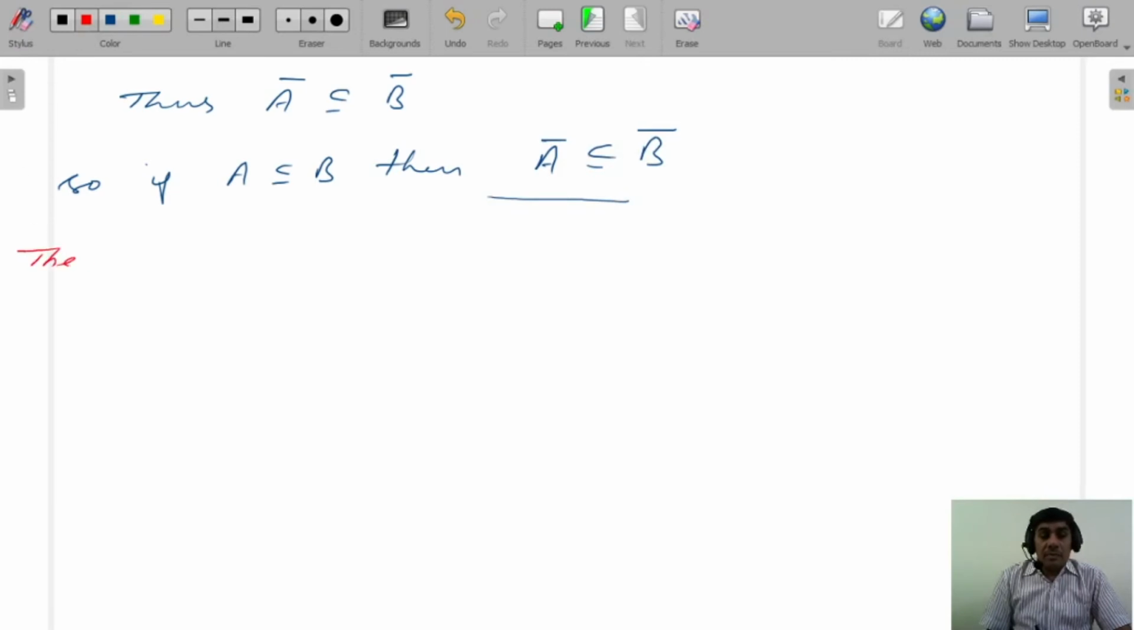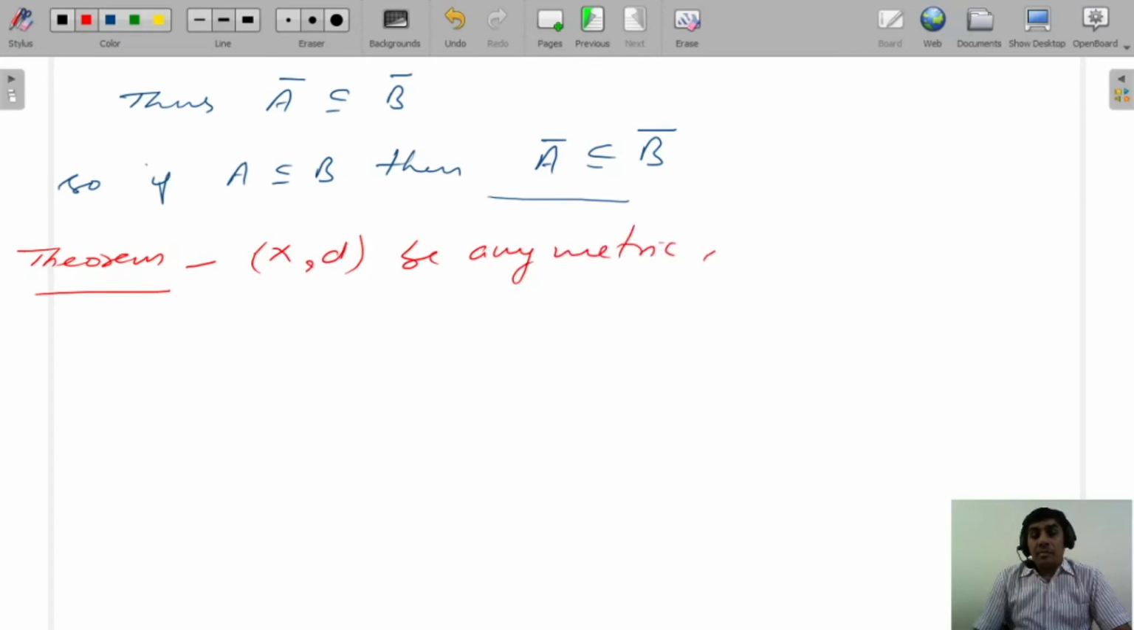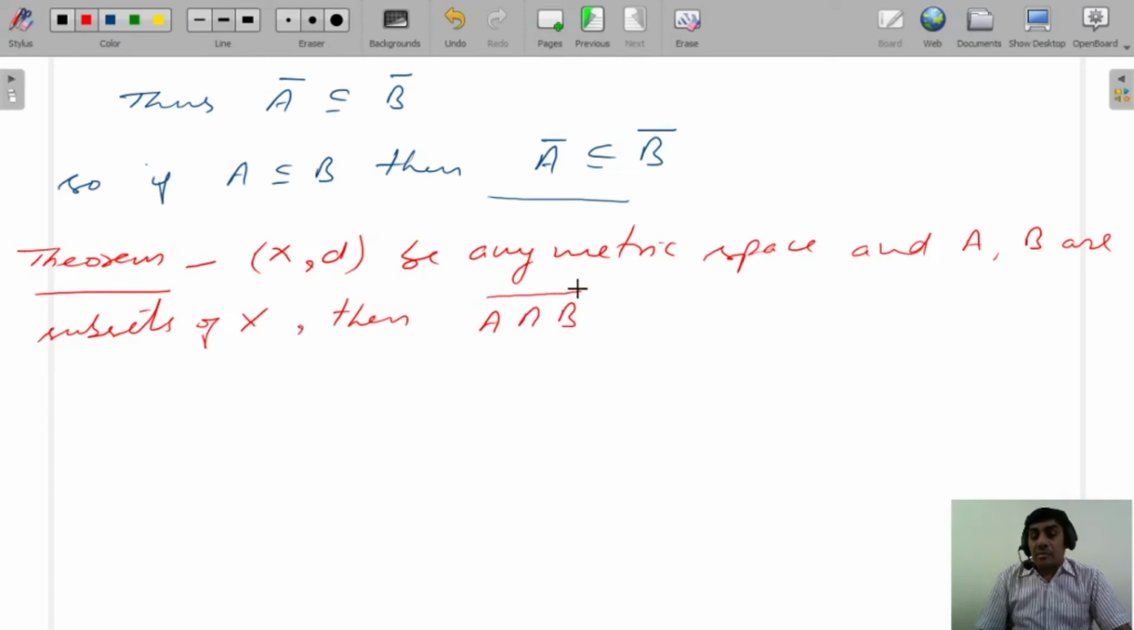Next theorem. Let (X, d) be any metric space and A, B are subsets of X, then closure of A intersection B is contained in A closure intersection B closure, and closure of A union B is equal to A closure union B closure.